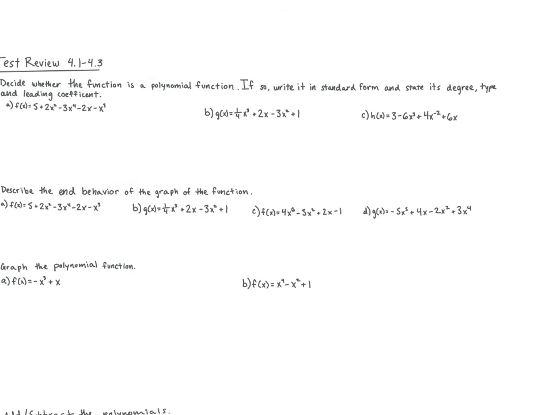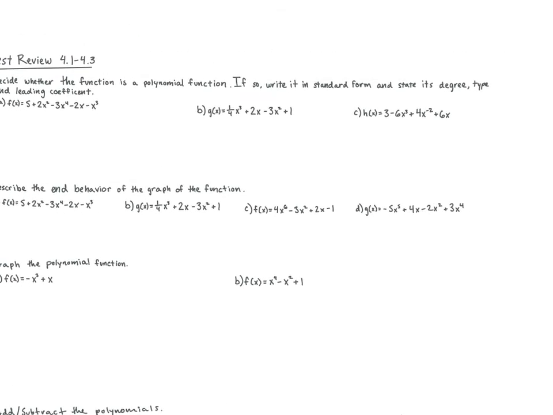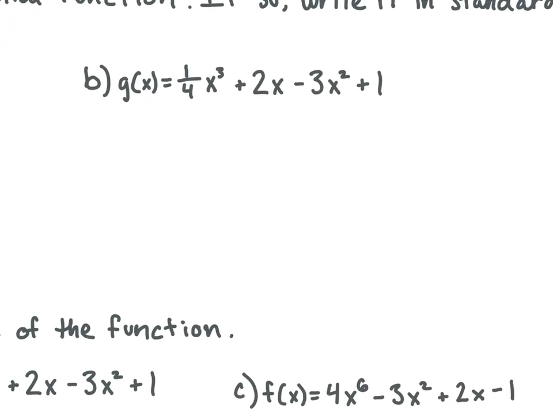Okay, so first one, number 1, part B. Number 1 says decide whether the function is a polynomial function. If so, write it in standard form and state its degree, type, and leading coefficient. So is B a polynomial function?